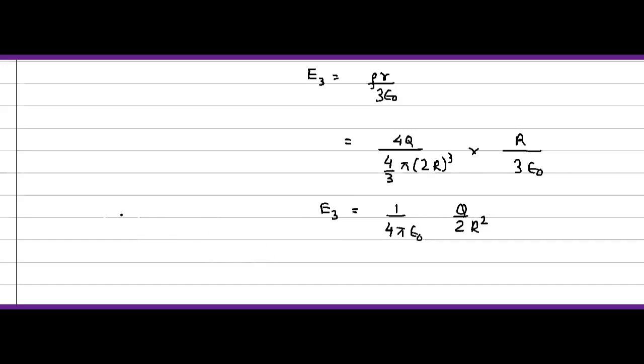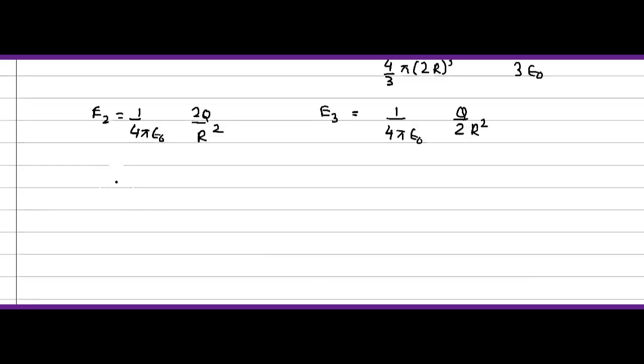So here itself we write the value of E2 which we have got. E2 turns out to be 1 by 4 pi epsilon, 2q divided by r square. And E1 was 1 by 4 pi epsilon, q divided by r square. Now if we check this, which would be the correct order? The maximum value would be our E2.